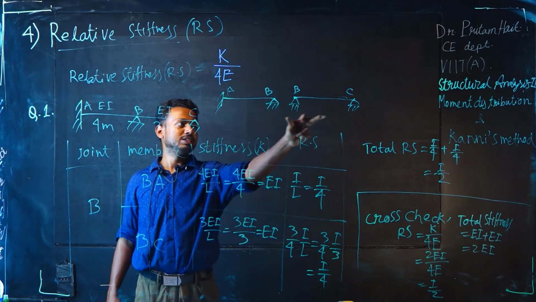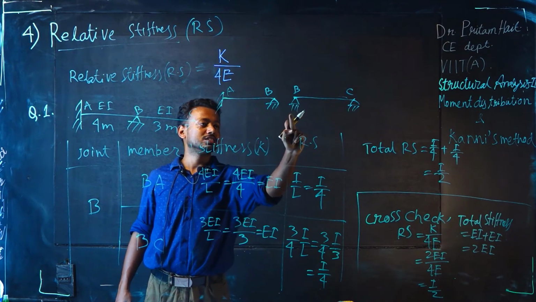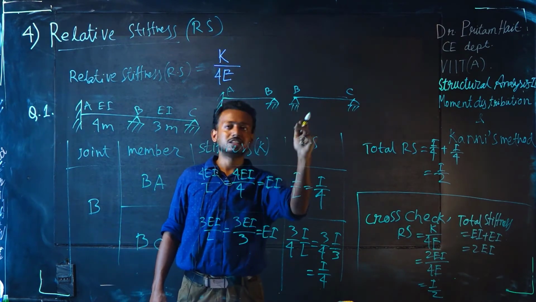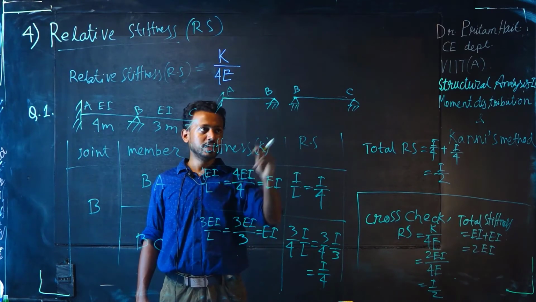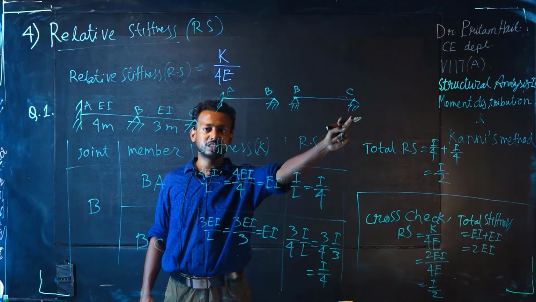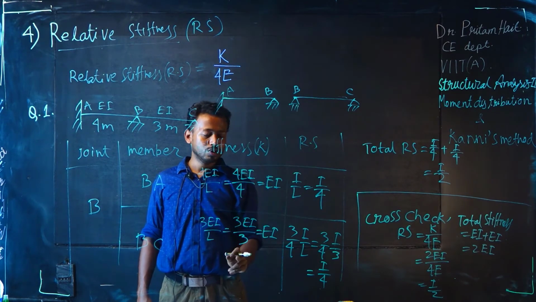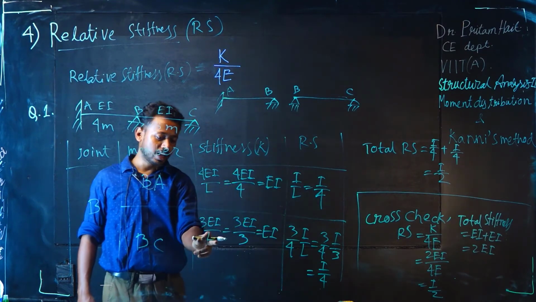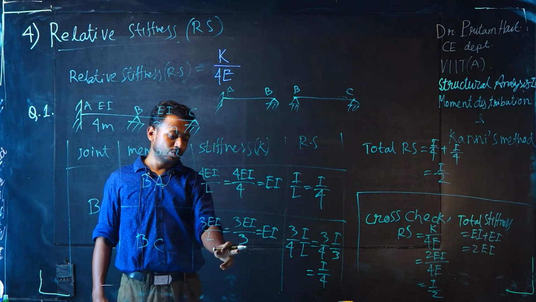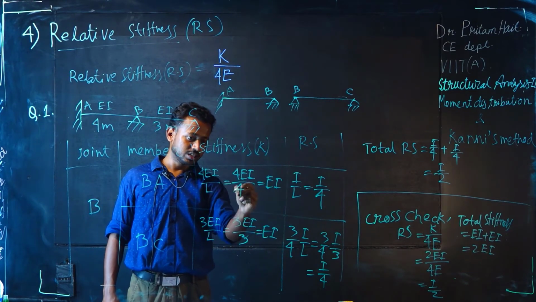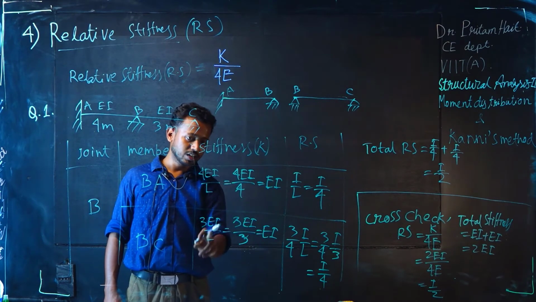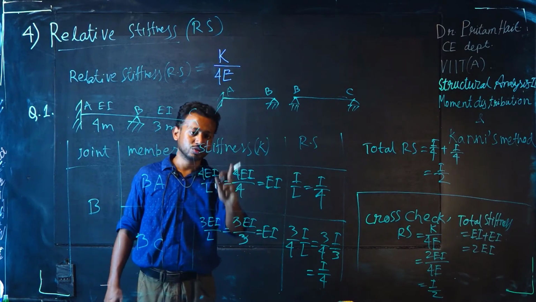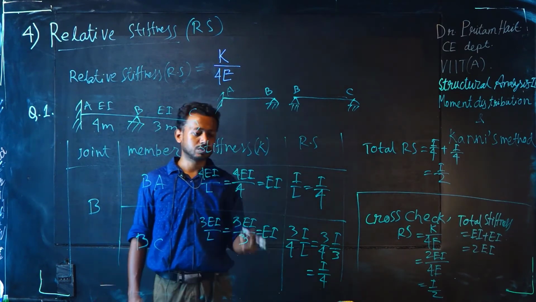In case of BC, this is the joint. As the far end is a hinge support, the stiffness will be 3EI by L. L is 3 meters. So 3 is cancelled, 3 cancelled, and you get stiffness equals EI. So in both cases, you calculate stiffness equals EI.